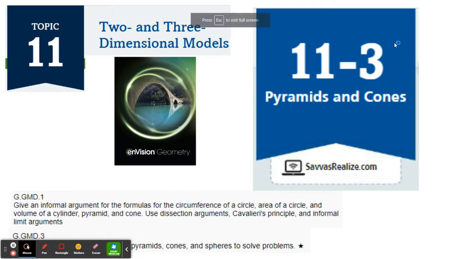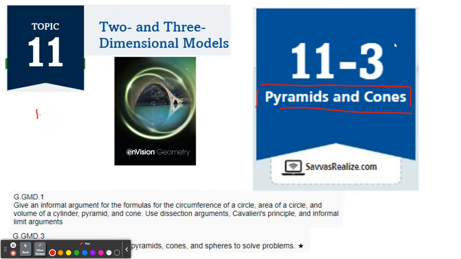Hello, geometry. Welcome to lesson 11.3 on pyramids and cones. So now we're focusing on having only one base, because on the other side we have a point that we come to, the pyramid's point. And this time your lateral faces are now going to be triangles. Okay?